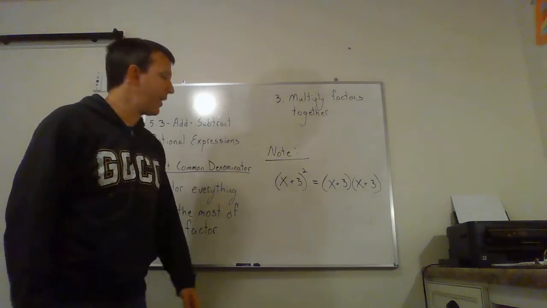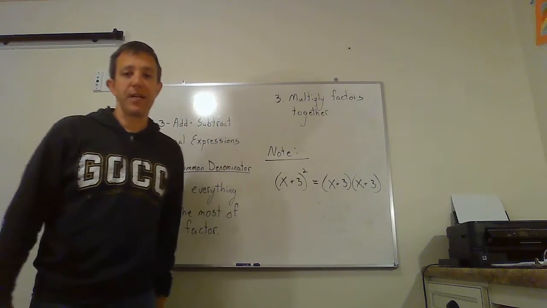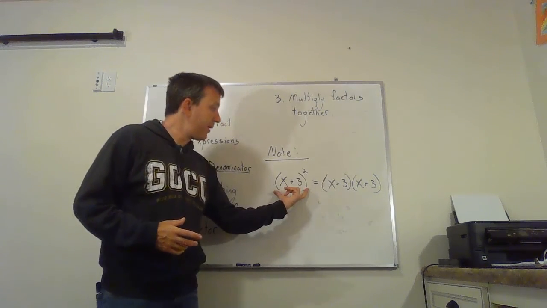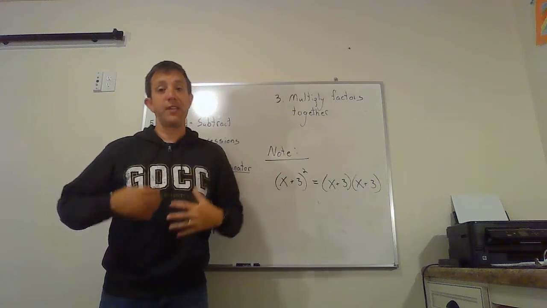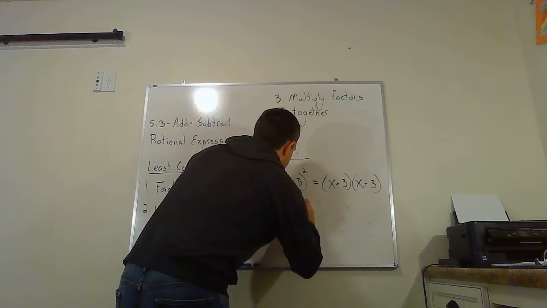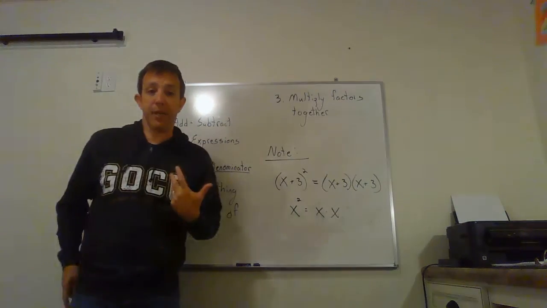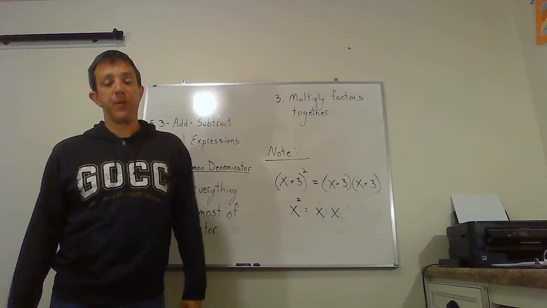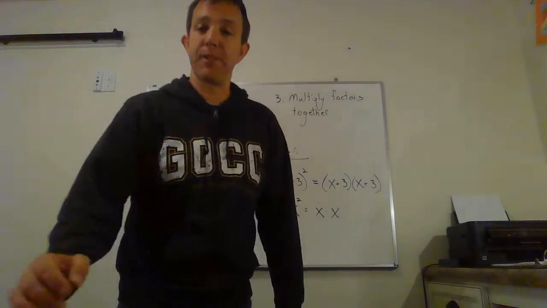I do have a note here, and I mentioned it just a second ago too. x plus 3 squared is the same as x plus 3 times itself, x plus 3 times x plus 3, which means it's really the same kind of thing as a single x plus 3, but there are 2 of them. Same thing with x squared. x squared is just x times x, so it's the same kind of thing, just with 2 of them instead of 1. That's going to be important as we start finding our common denominators. So let's get some examples up on the board and look at common denominators.